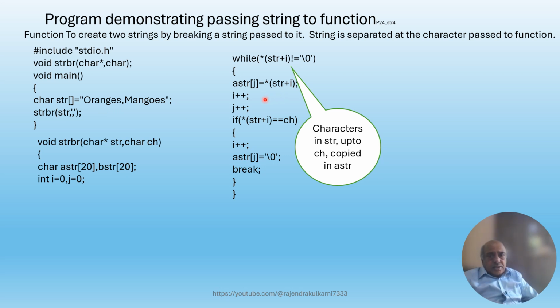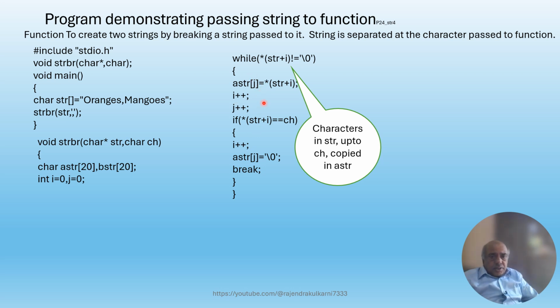Then we increment i, we increment j. Incrementation of i will cause i to become 1, and str plus i will now point towards the next character of the str string, which is R in our case, and star of str plus i will yield the next character R and assign it to the string astr as the next element of that string.